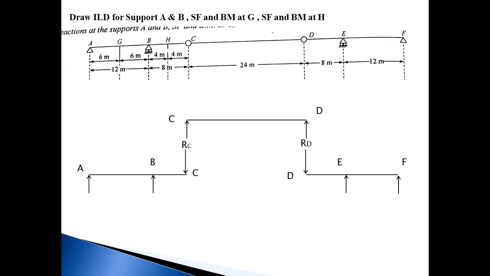In this lecture, we draw the ILD for a compound beam. Draw the ILD for supports A and B, shear force and bending moment at G, and shear force and bending moment at H. This is a continuous beam or compound beam supported at A, B, E and F, and in between, at C and D, there is an internal hinge.